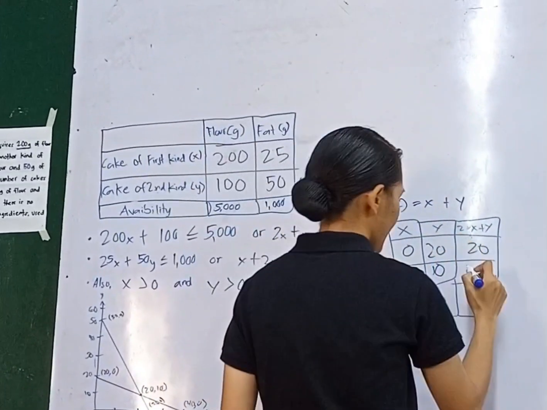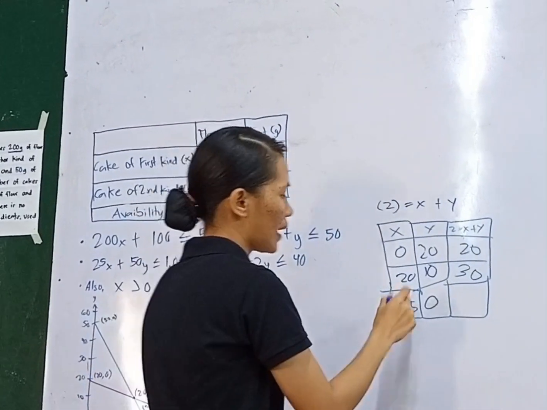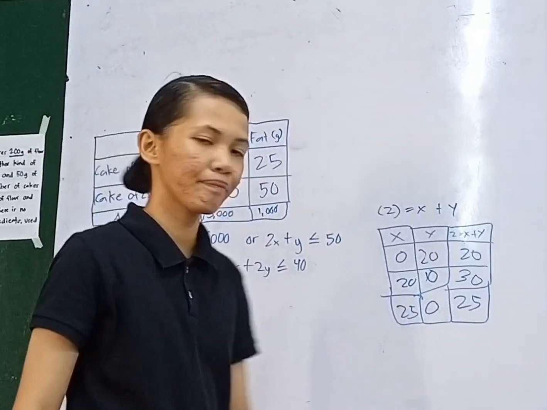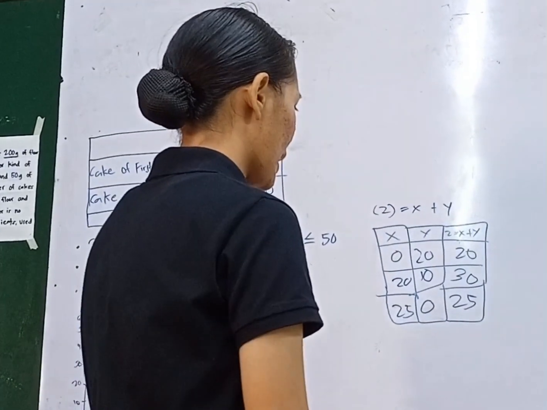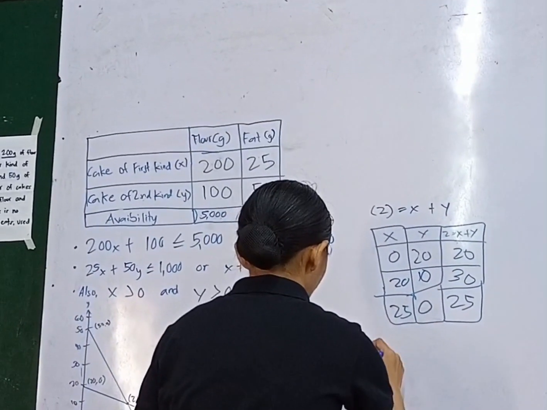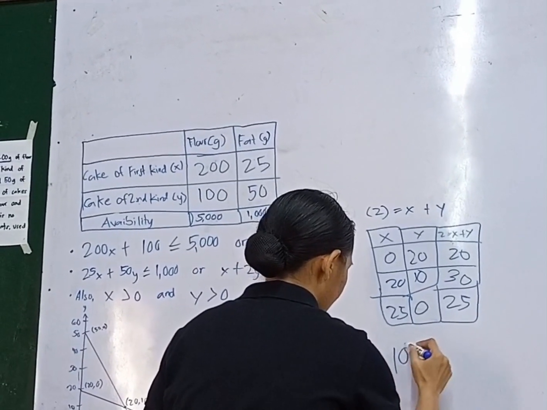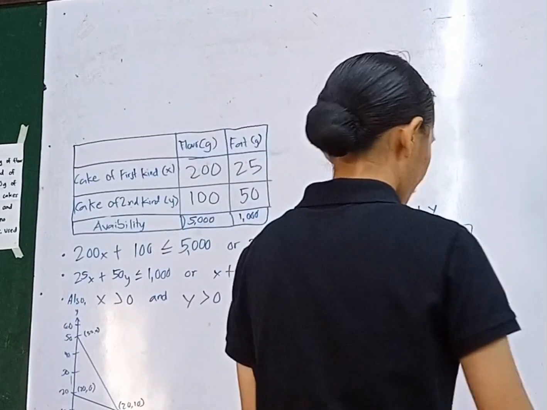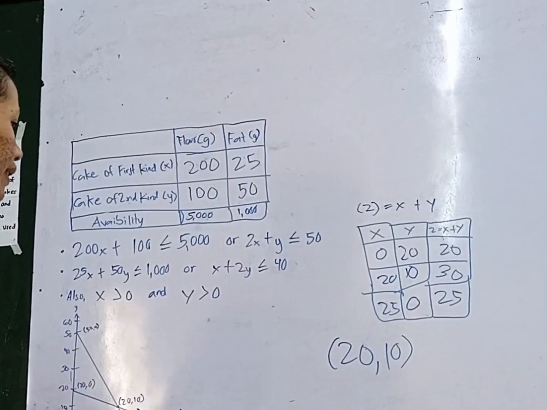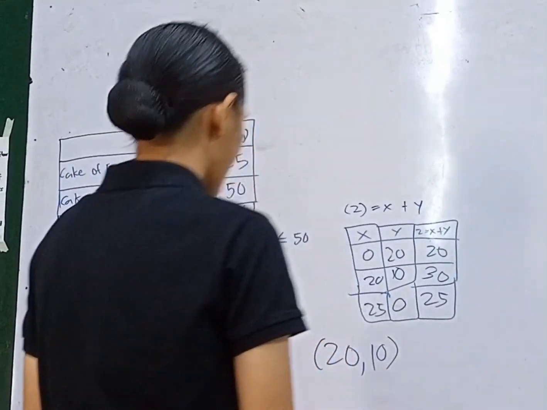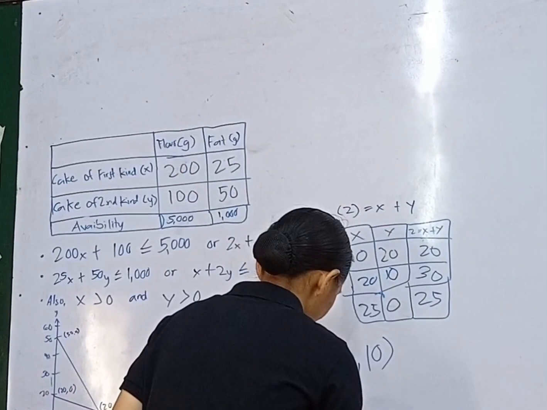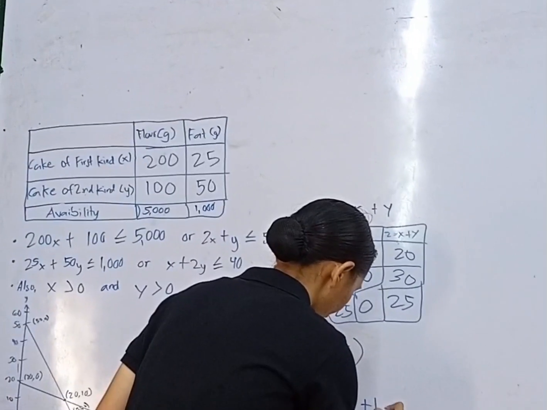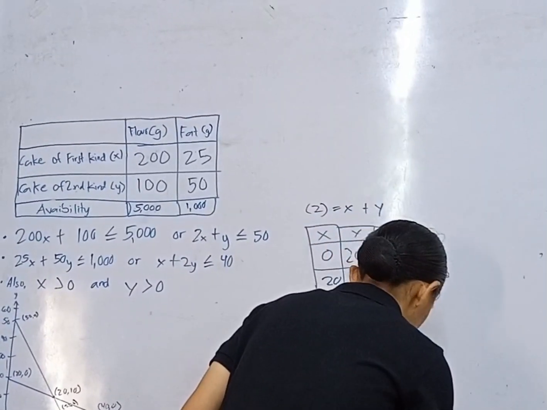And then z equals x plus y: 0 plus 20 is 20, 20 plus 10 is 30, 25 plus 0 is 25. So clearly, z is maximum at the coordinate (20, 10). So the maximum number of cakes that can be baked is z equals 20 plus 10 equals 30.